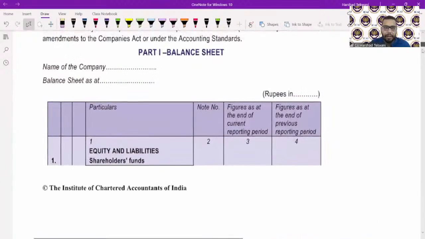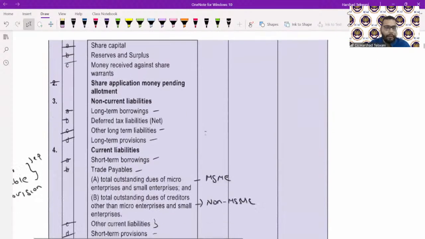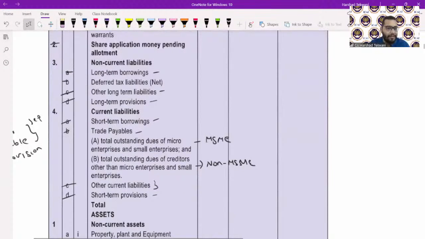We covered the equity and liabilities, where we discussed shareholders' funds, non-current liabilities, and current liabilities. Any doubt till now? Any doubt, guys?